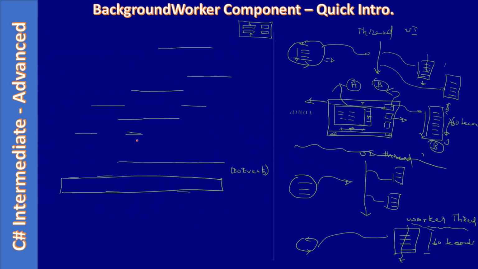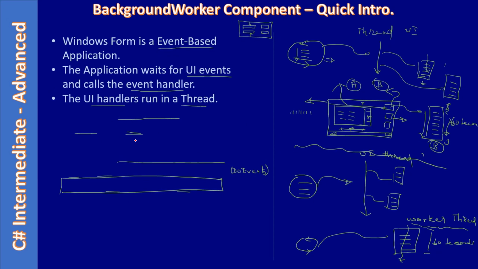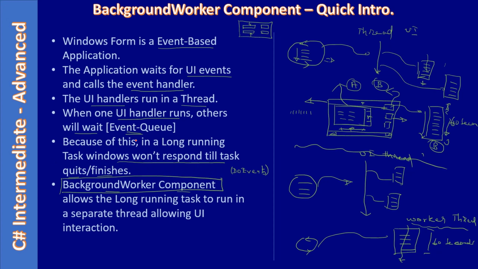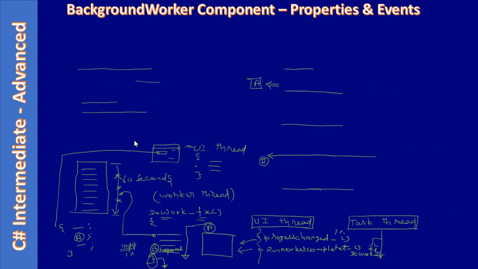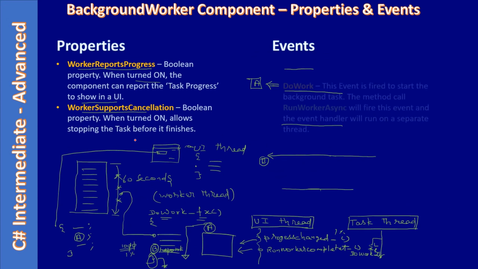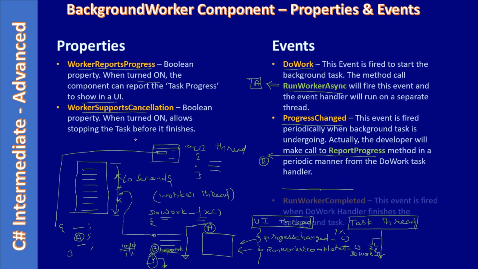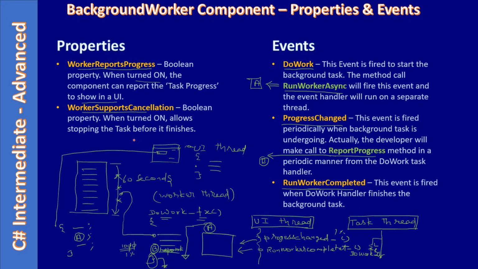So let's quickly review the previous slides. First we learned the need for the background worker component. Then we talked about the example we are going to implement. Then in the previous video we learned the properties and events of the background worker component. In this video we will just provide a dummy implementation for all these three events, and in the coming videos we will start adding the code to these handlers.